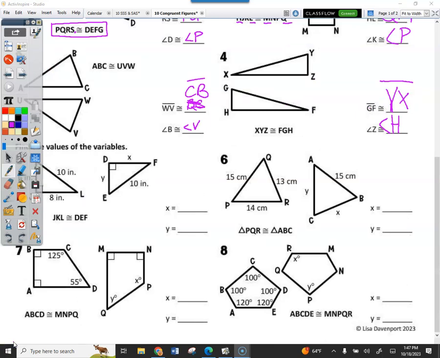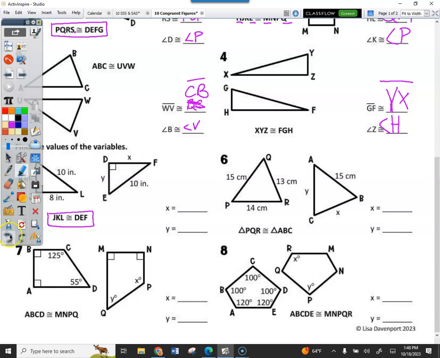Okay, these next 4 questions are the same thing with numbers instead of just letters, but it's the same thing. This is the congruent statement right here. Figure JKL is congruent to figure DEF. They want us to find X and Y. You're going to have to do a little bit of investigation here. X is here.